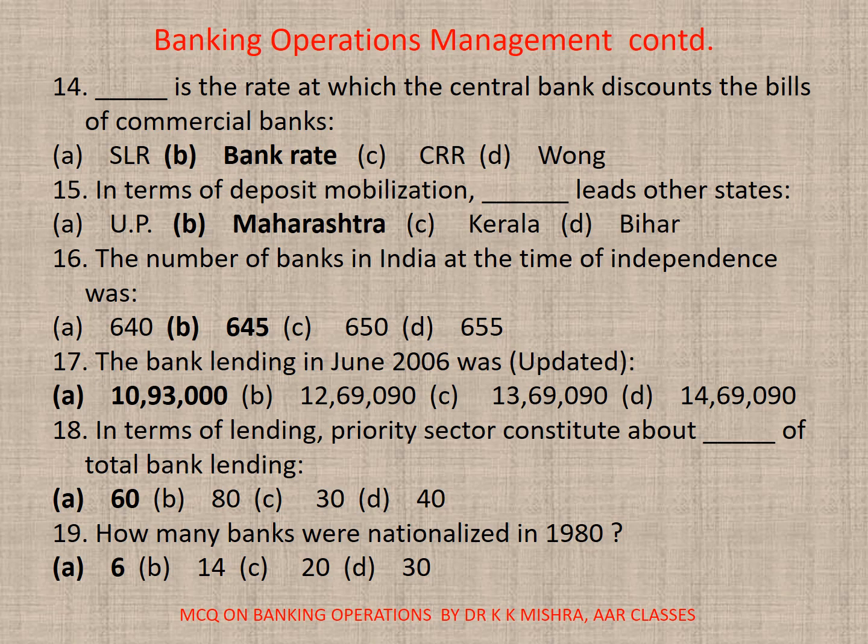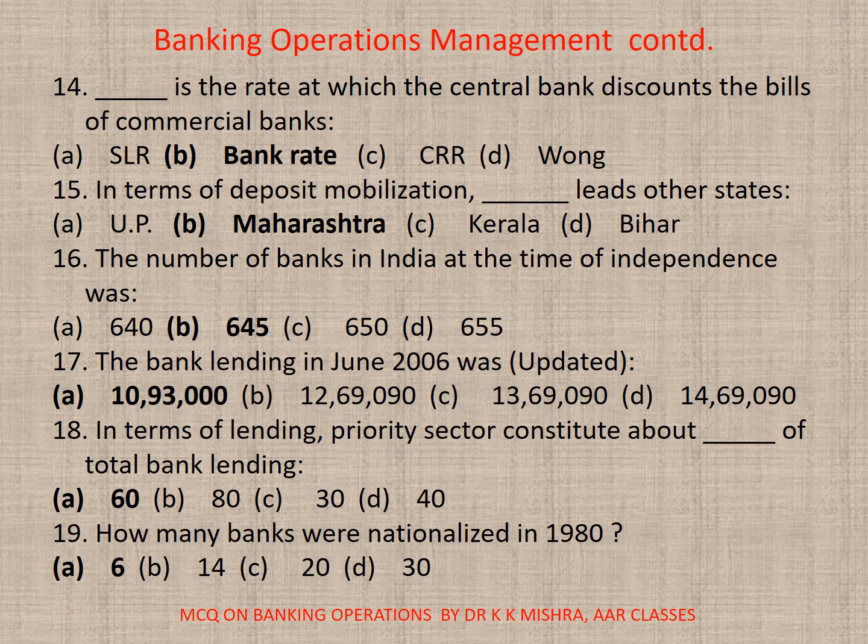16. The number of banks in India at the time of independence was A. 640, B. 645, C. 650, D. 655. Correct option is B. 645.